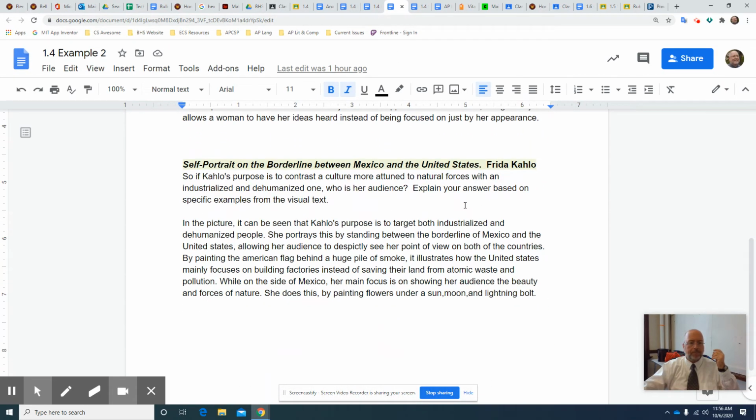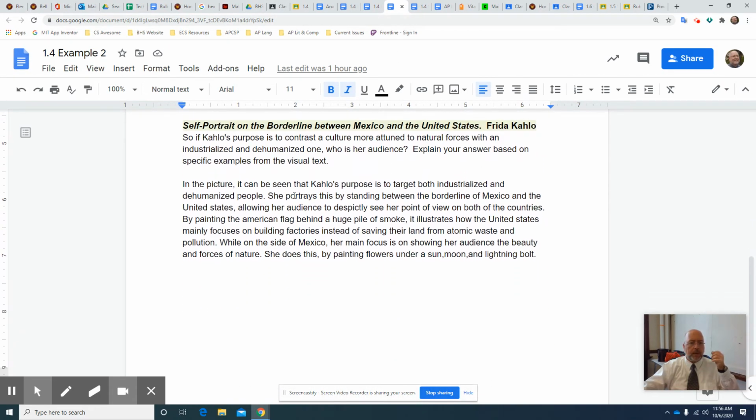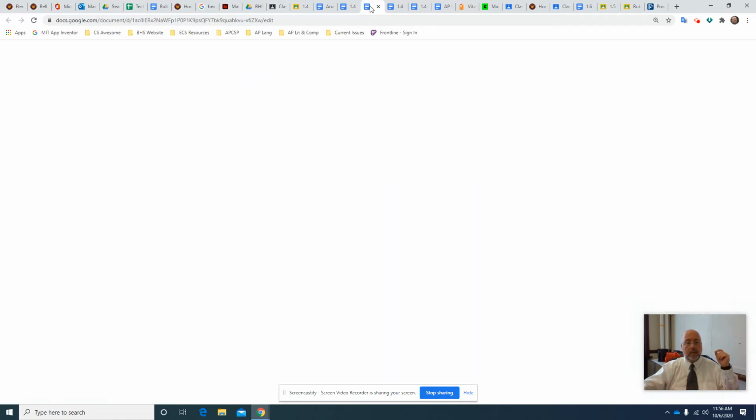It's another good one. A couple of things were in here. By painting the American flag in a huge pile of smoke, it illustrates how the United States mainly focuses on building factories instead of saving their land from atomic waste and pollution. I think atomic waste is a bit of a hyperbole there, and I like hyperbole. It's actually not bad. But look at what happens. She gave you specific evidence of what she's saying. She says this has this effect on the viewer. That's important when you're bringing in evidence, okay?